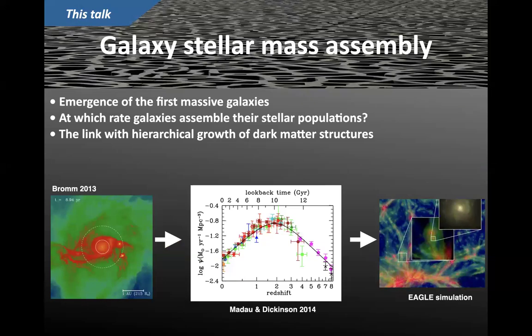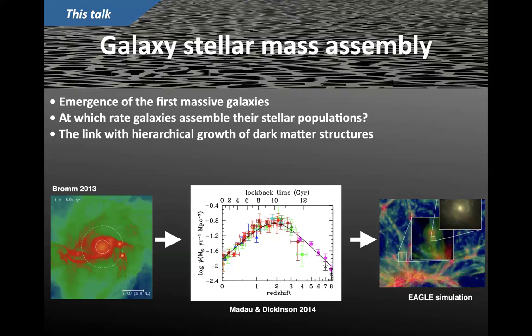So in this talk, I will concentrate on one aspect of the evolution of galaxy, which is the stellar mass assembly. So I will present some results on the first massive galaxies that we find above redshift 10. That's strange to say that, but above redshift 10. I will show some results to understand how the galaxy grew with time.